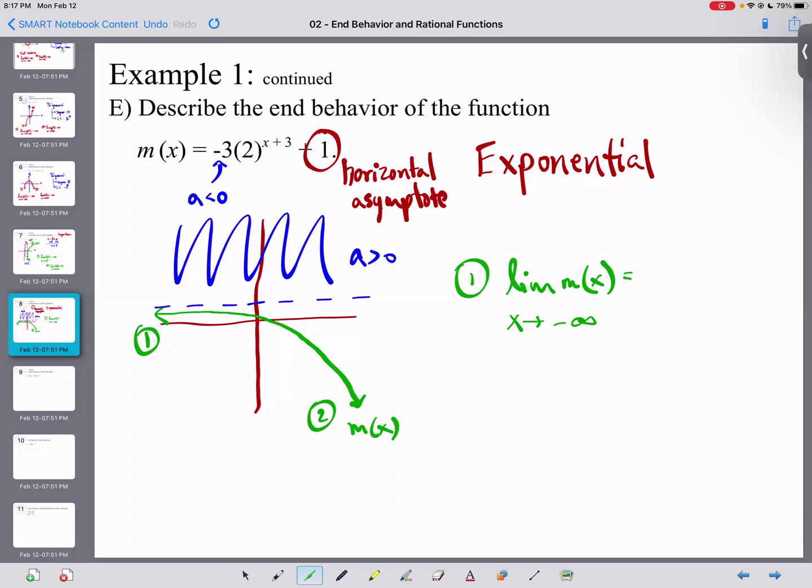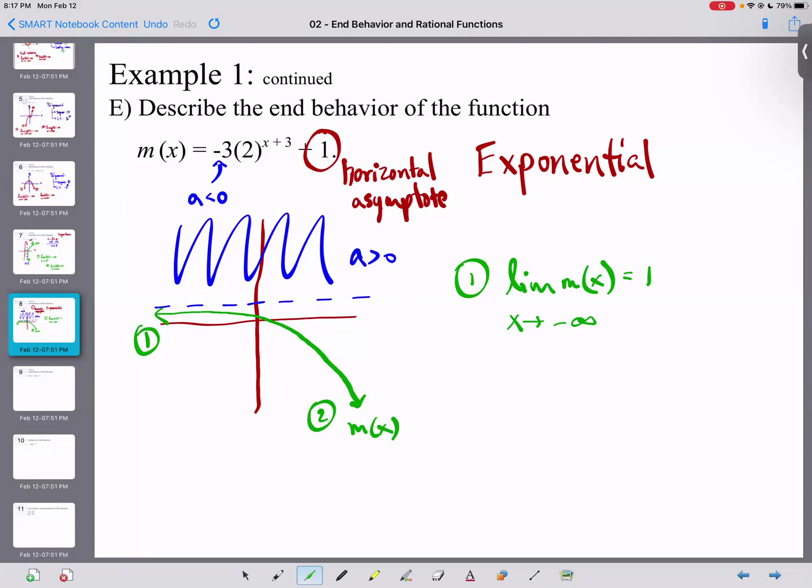What about for the y values? What are the y values approaching? Two. It's a good guess. It's actually, I have it circled up there. It's the horizontal asymptote. It'll be approaching 1. It'll be approaching the d value.